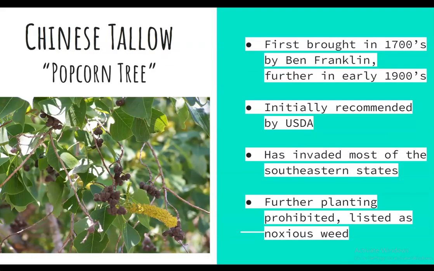The Chinese tallow or popcorn tree has an interesting history of its introduction to the U.S., as it was first brought here by Benjamin Franklin in the 1700s as a use for candle wax. It was further established in the early 1900s as an ornamental plant with a potential for seed oil production. It was initially recommended by the USDA and has since invaded much of the southeastern states and is now listed as a noxious weed and is prohibited from further planting. I find this to be an interesting example of how most invasive species can be blamed on human activity, although not from malicious or negligent intent, but just simply ignorance before knowing better.